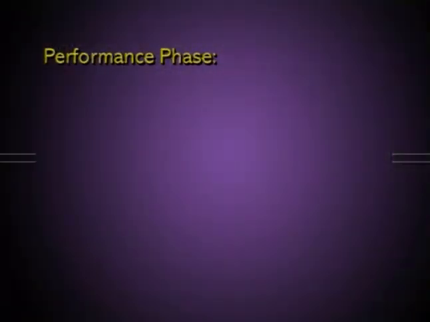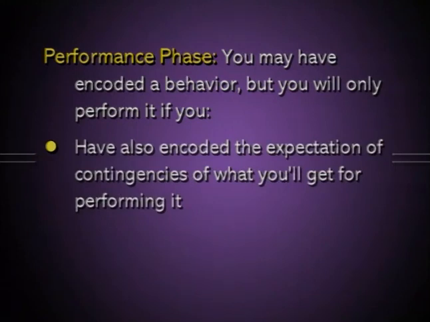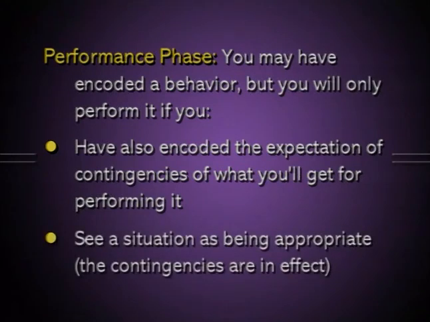Now, according to Bandura, after you have an acquisition phase, and you've observed a behavior, then you have a performance phase. This is what all the behaviorists had been talking about. So you've encoded something, but you only will perform it if you've also encoded the expectation of contingencies for what you'll get for doing it, and if you see a situation as being appropriate, that these contingencies are in effect, that now's a good time to do it.